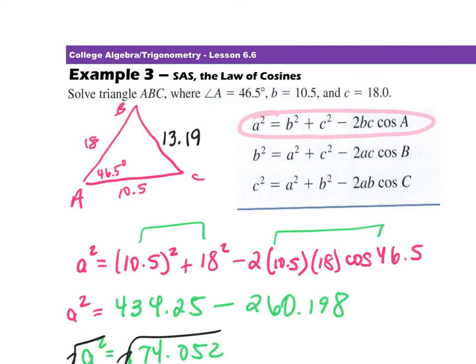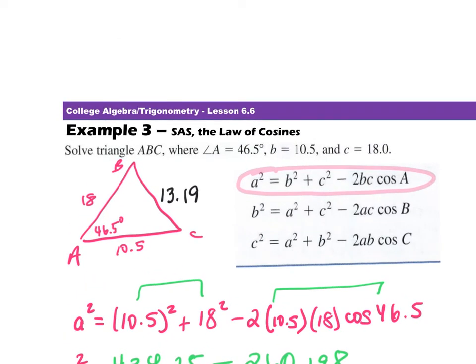Now, if I'm going to solve the rest of this triangle, I have to find angle B and angle C. I could do the law of cosines again, absolutely. But I also could use the law of sines, because I have an angle and its corresponding side. Again, this is up to you. If you like the law of cosines better, then do that.